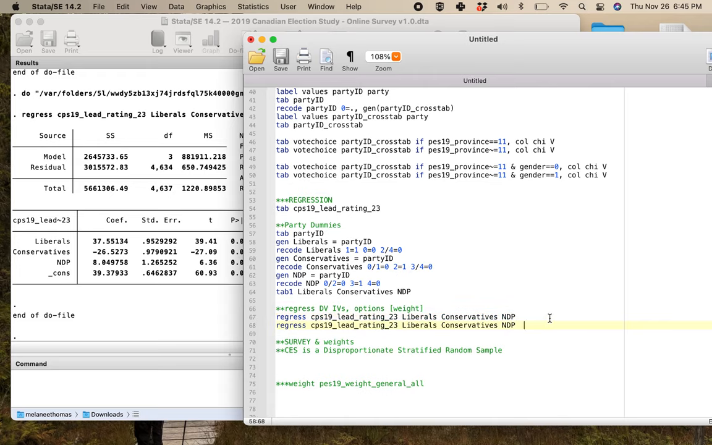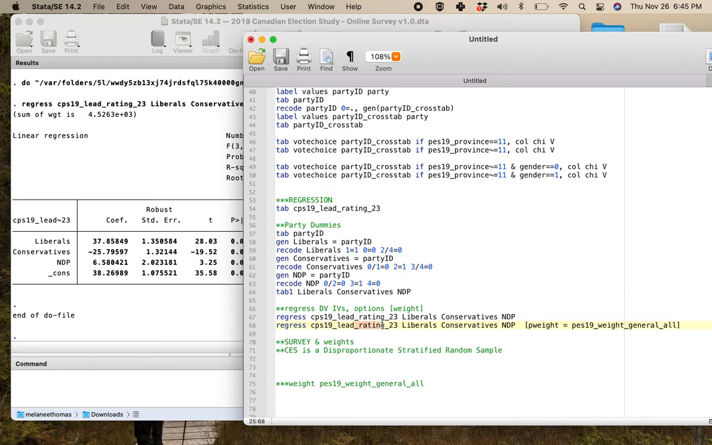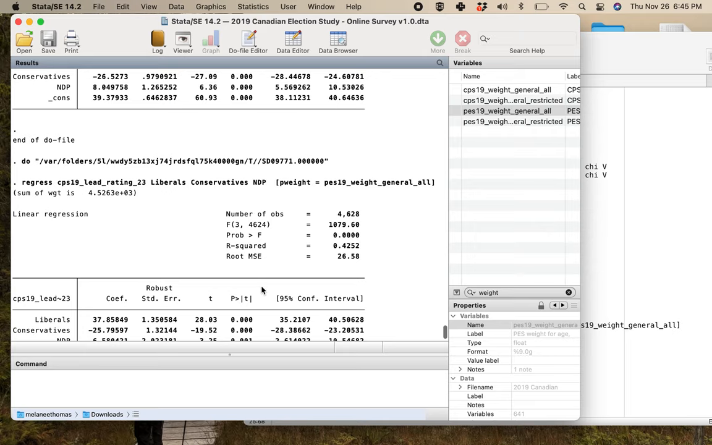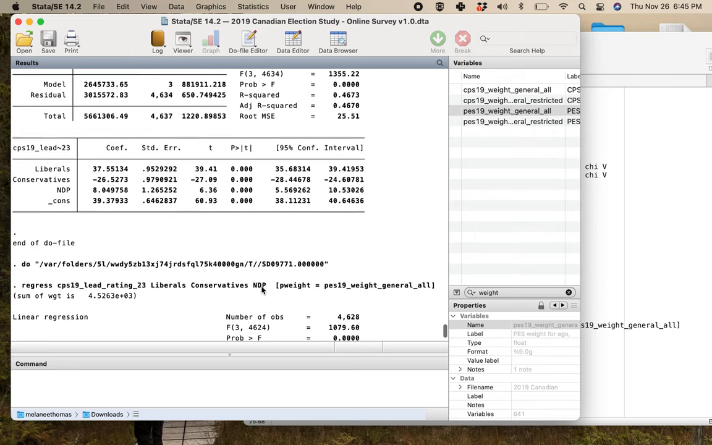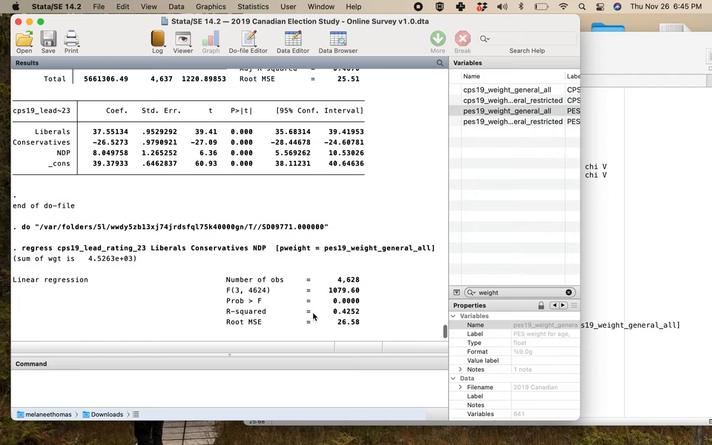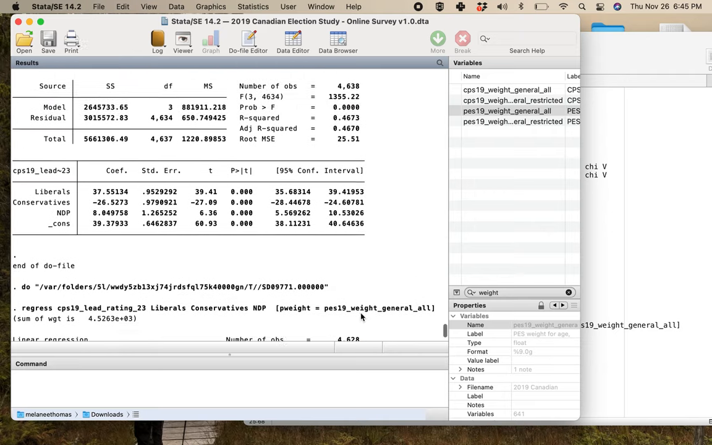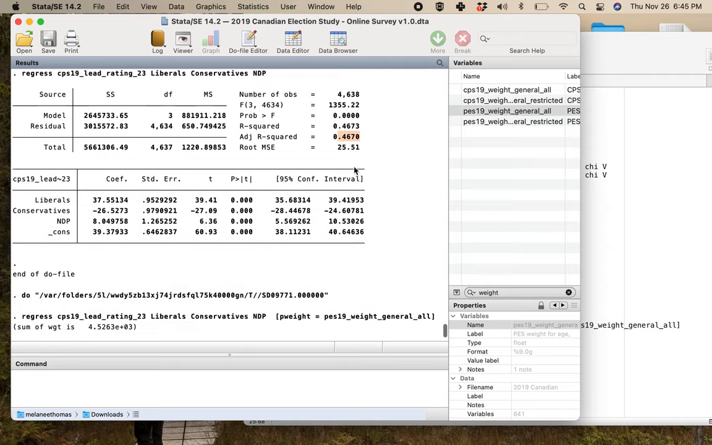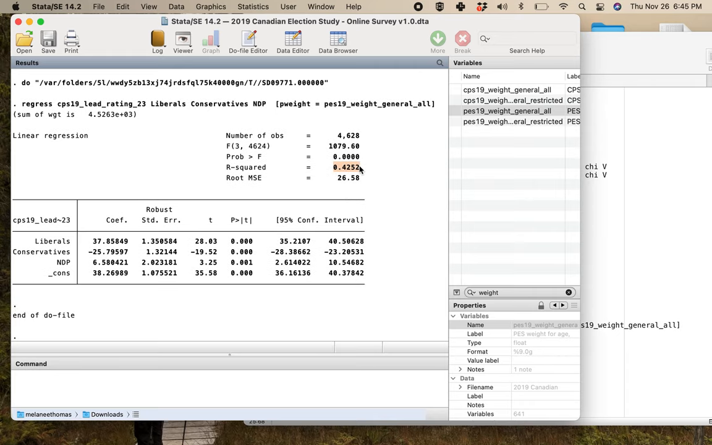Same thing, square bracket, P weight equals this weight here. So I'm going to use the general weight for the Canadian Election Study. Square bracket. And then you'll notice what's changed between putting the weight on versus not. First things first, I can see that my R squared has reduced a little bit, right? So what I'm explaining has decreased. I've gone from almost 47% of the variance to almost 43.